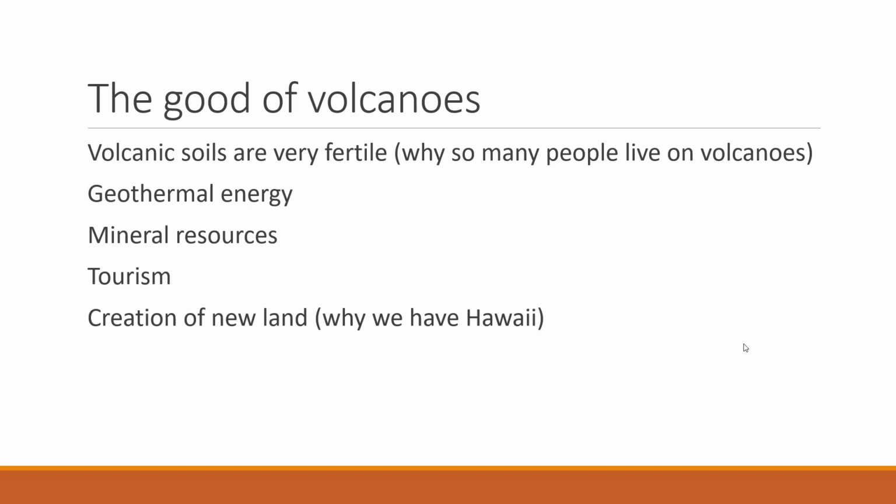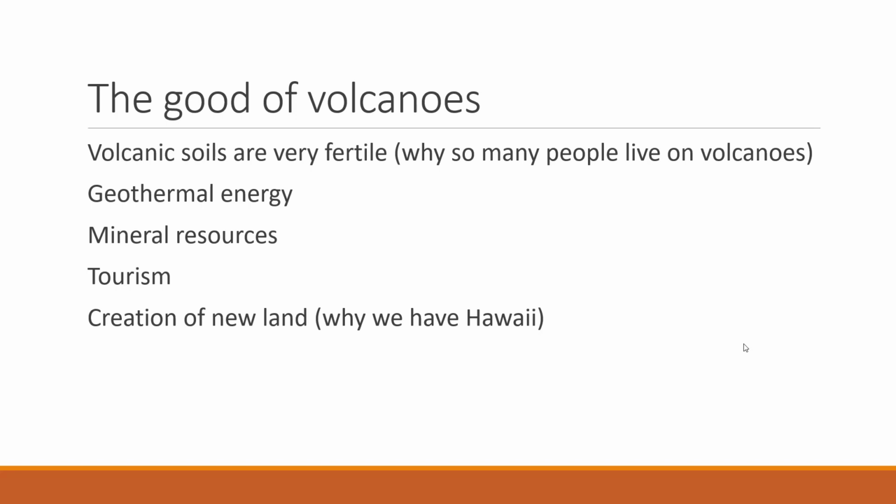Tourism. People love to go visit volcanoes. Sometimes it's not a good thing. We create new land. So the reason we have Hawaii and it's getting bigger is because of volcanic eruptions. Volcanoes were also very important for the early Earth. Volcanic eruptions is what helped evolve our atmosphere. So there's a lot of good that comes out of volcanoes.